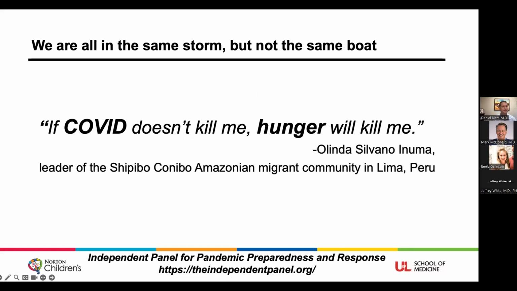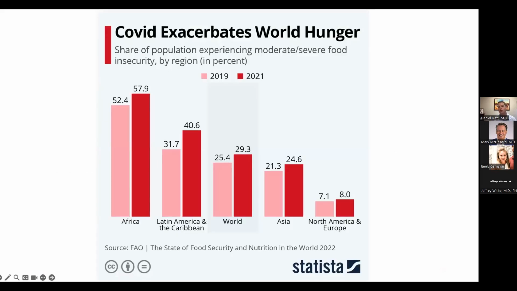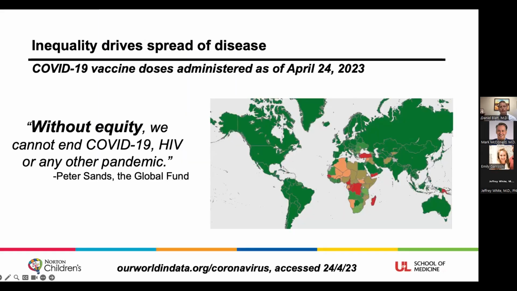And as said succinctly by the leader of the Shipibo Konibo community, if COVID doesn't kill me, hunger would. Throughout the world, food insecurity rates rose during the pandemic. The pink bars are 2019, and the red bars are 2021. Unfortunately, most poor countries, mainly in Africa, had delayed access to COVID vaccines and are still catching up.